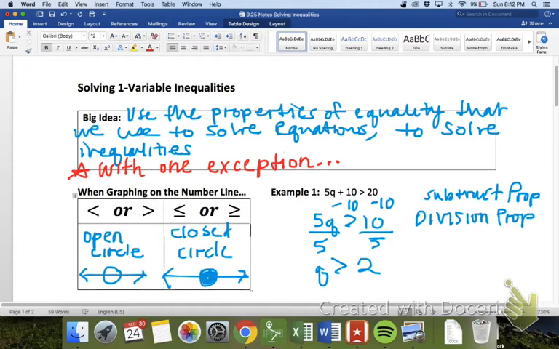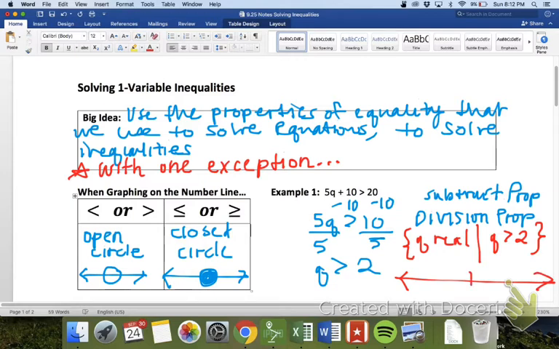Okay, so now I'm going to show you two different ways of doing your solution. One way is using set notation. So using set notation, first I say what type of number q is. So I say q is real with a little vertical line, and then afterwards I say the restriction on q. So q is greater than 2. And then on a number line, I'm putting a mark to represent 2. I'm going to have an open circle because it's not or equal to 2, it's strictly greater than 2. And then I want to shade the direction that is greater than 2, so that's to the right. So that would be graphing the solution set on the number line.